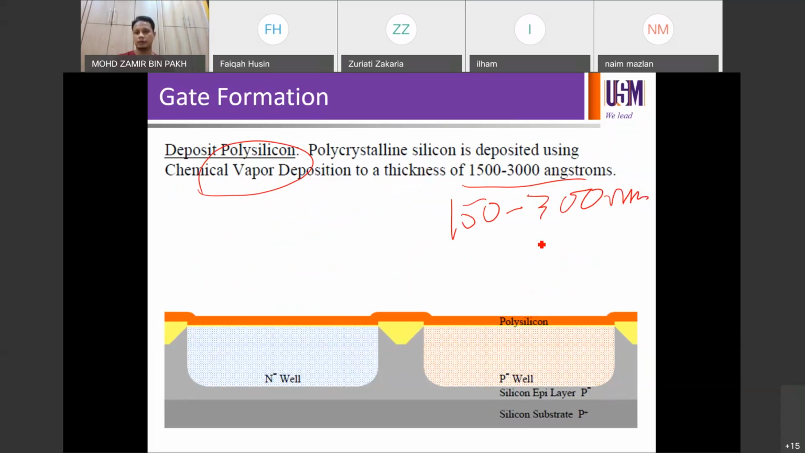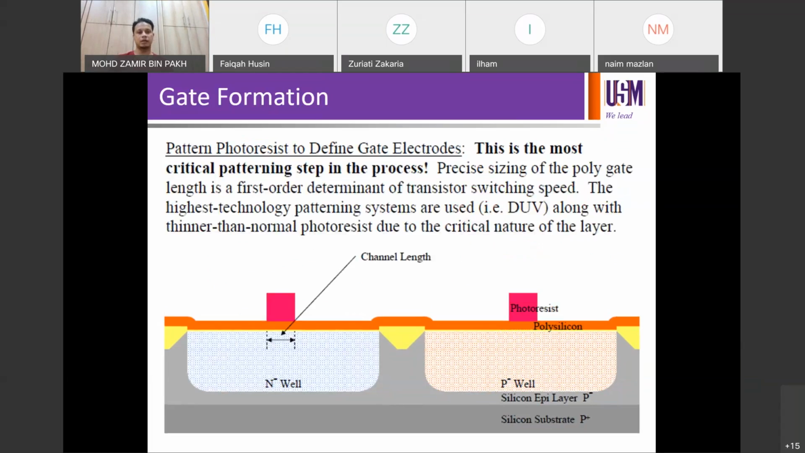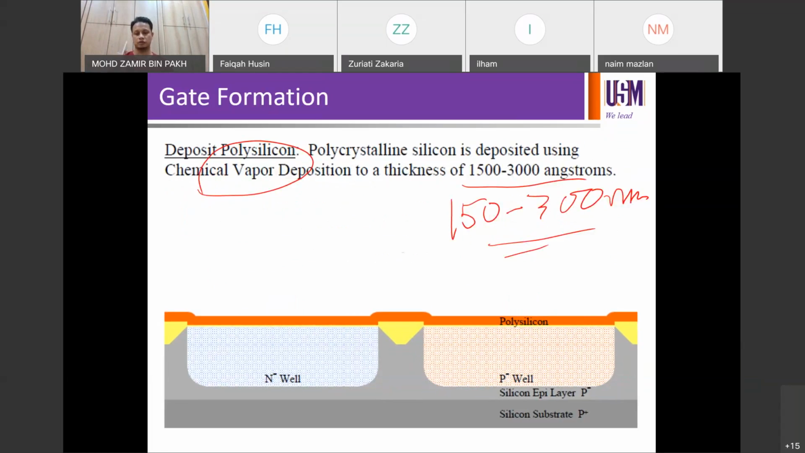More or less, right? 150 to 300 nano or 1,500 to 3,000 angstrom. Okay. So polysilicon deposition. Next, patterning to define gate electrodes. So your polysilicon here is going to be your gate. It's going to sit on a gate ox.